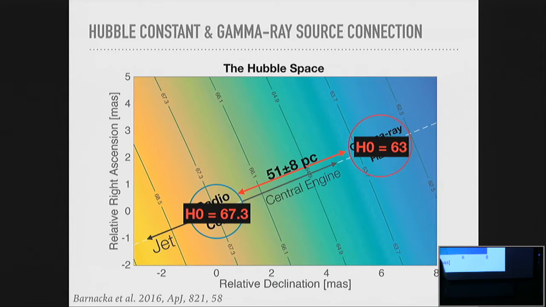In this case, we also know that the jet is pointed toward the center of the lens. So when we have a radio core here, the jet is going in this direction, which means that the central engine must be in the opposite direction, which tells us that the radio core is far away from the central engine.